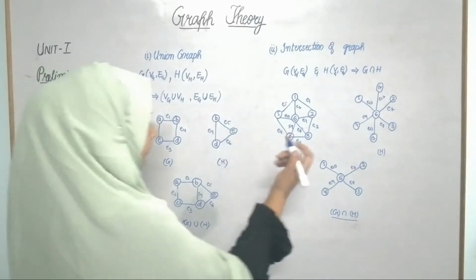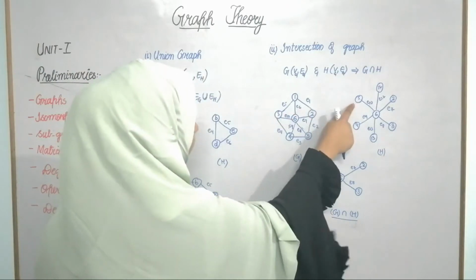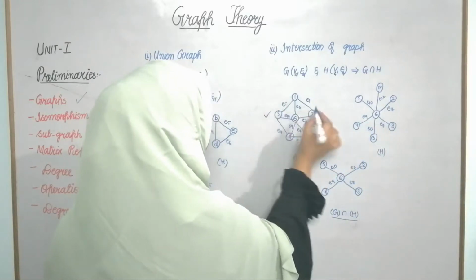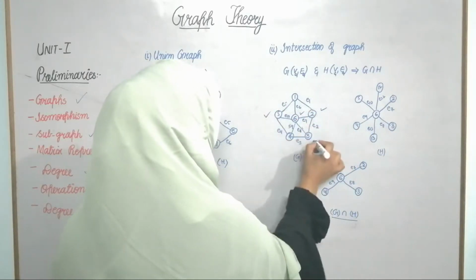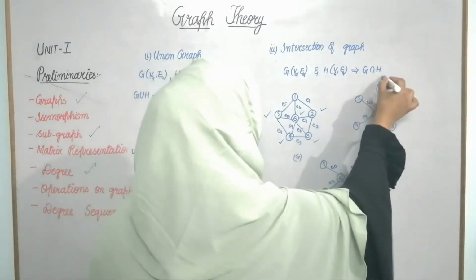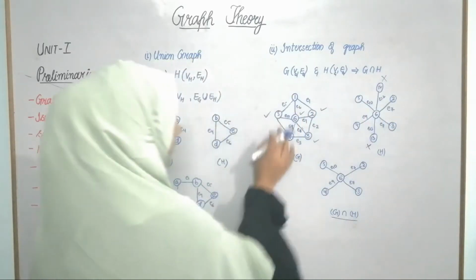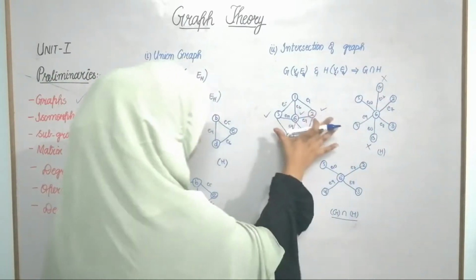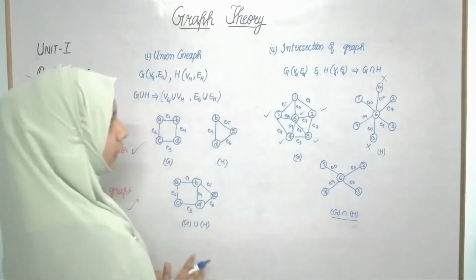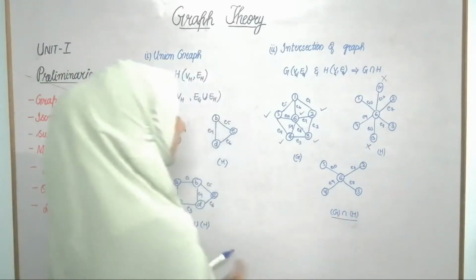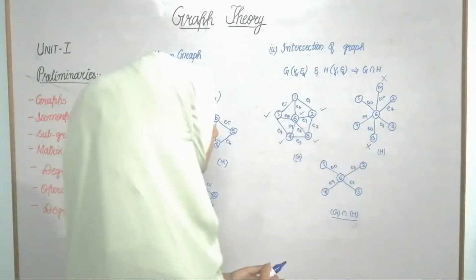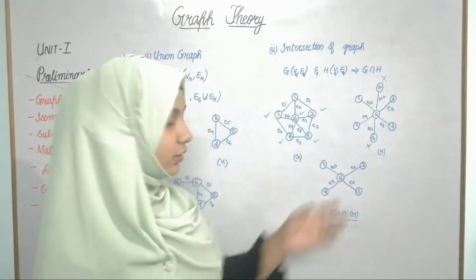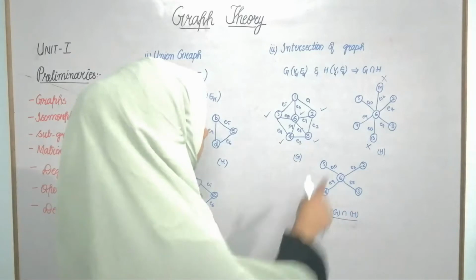If you see here, the vertices which are common are 5, 6, 2, 3 and 4. This 12 is not present in the first one. This 13 is not present in the first one. So these will be removed. The rest are the same in both graphs. So we are going to combine them and write it. So this is G intersection H, the intersection of both graphs, which has these vertices: 2, 3, 4, 5, 6. That's it. And the edges which are associated. We have to look at the edges also.